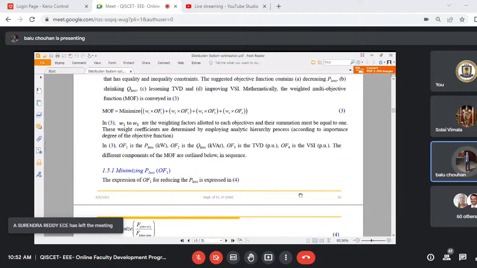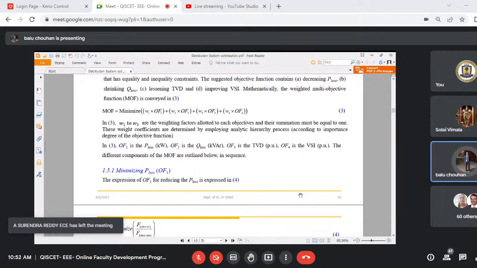Then we are going to optimize the multi-objective function by using the multi-objective algorithms. Here we are minimizing the multiple objectives as a single objective function with the help of the weight factor method. The weights of these objective functions we determine by the analytic hierarchy process, the multi-criteria decision making approach.